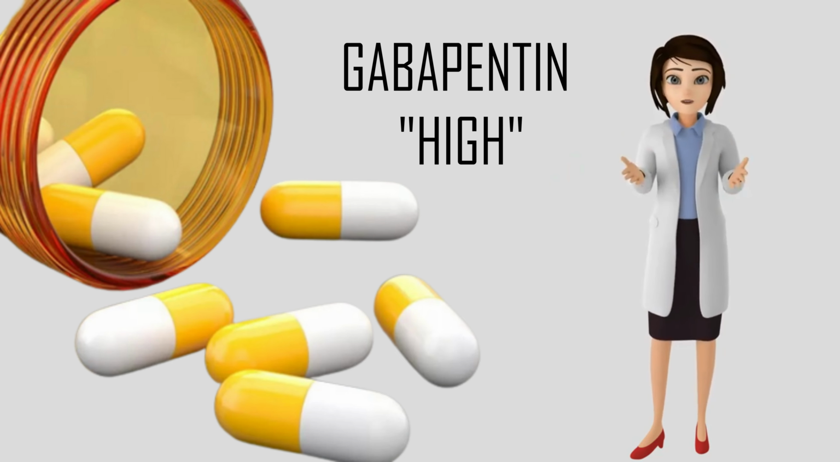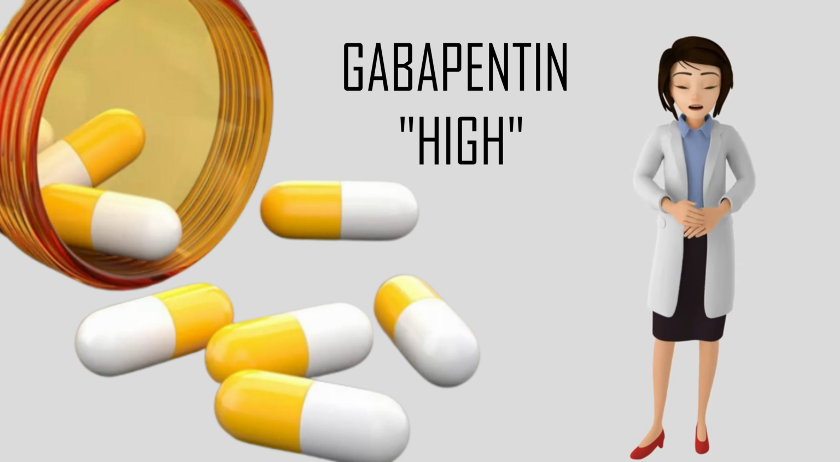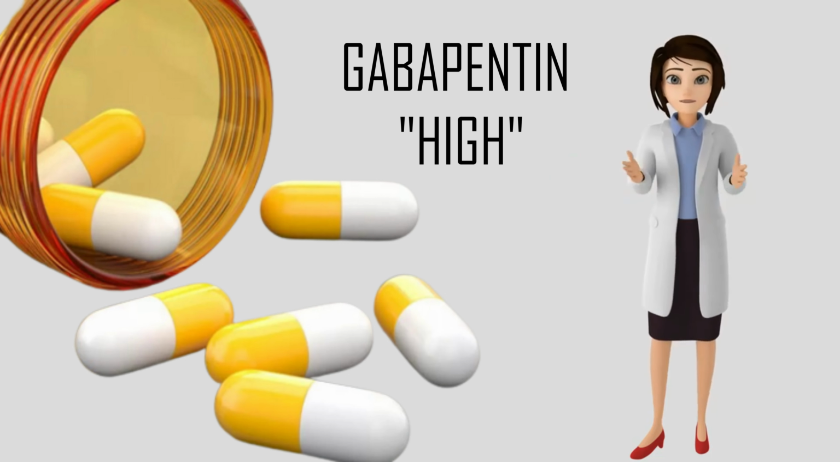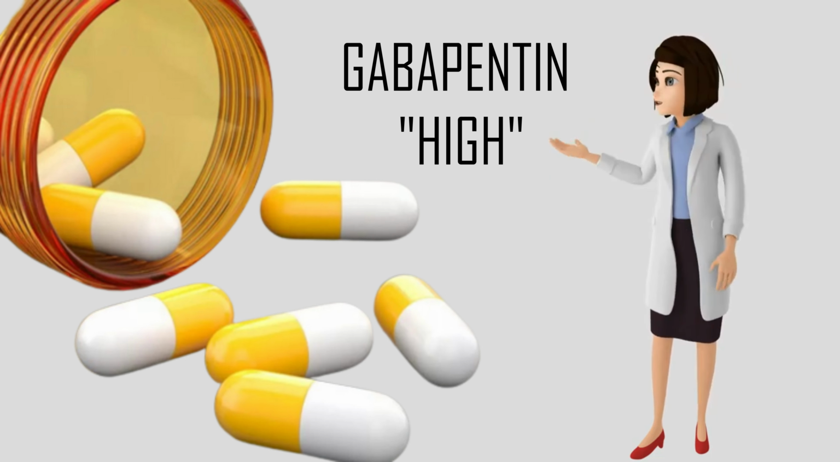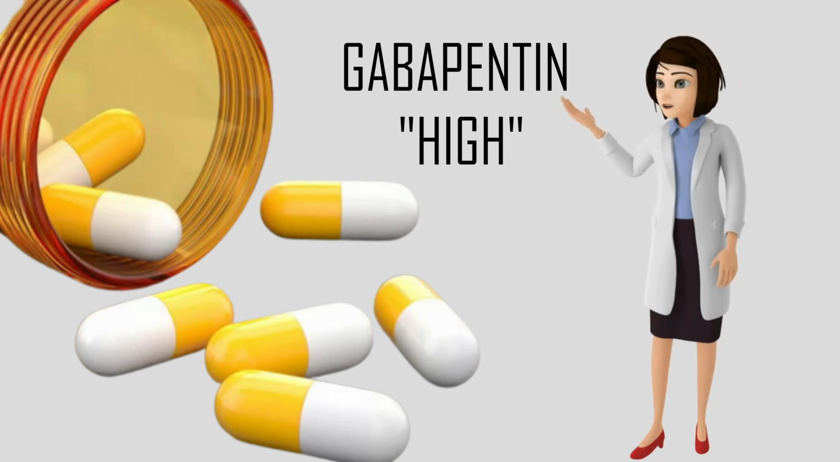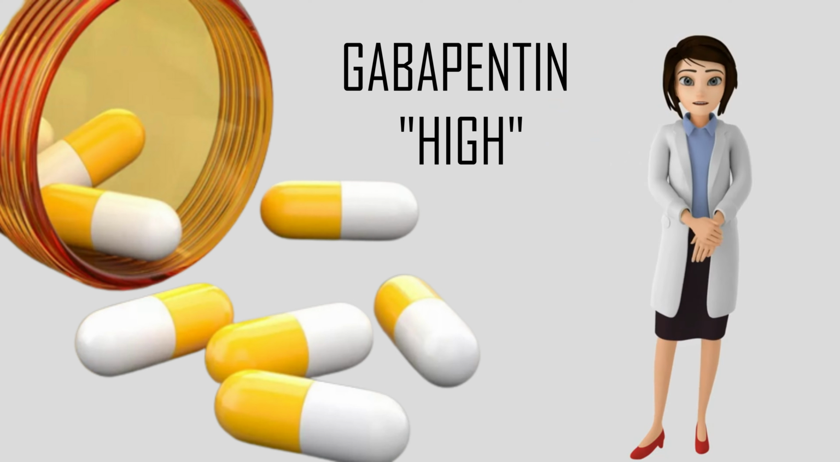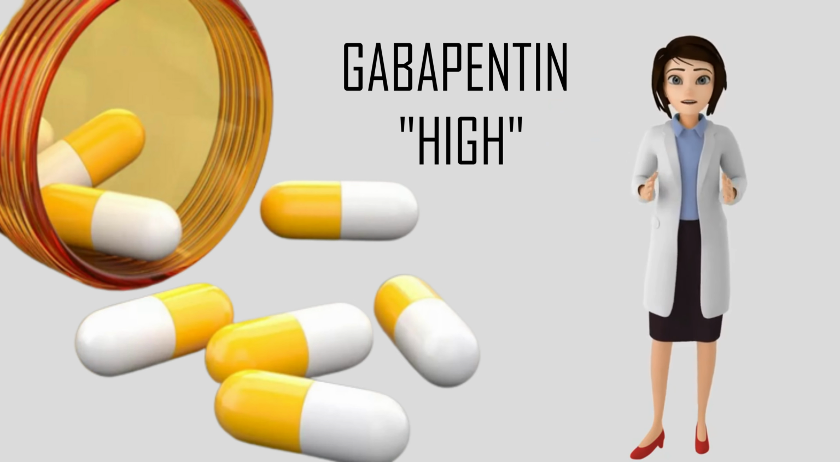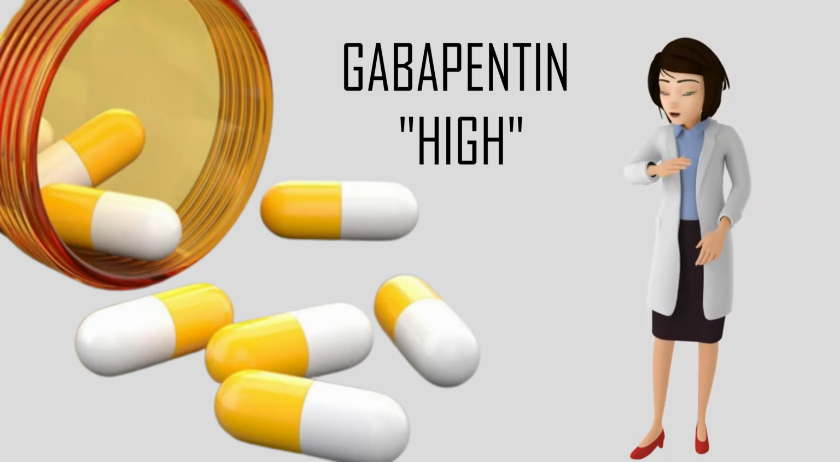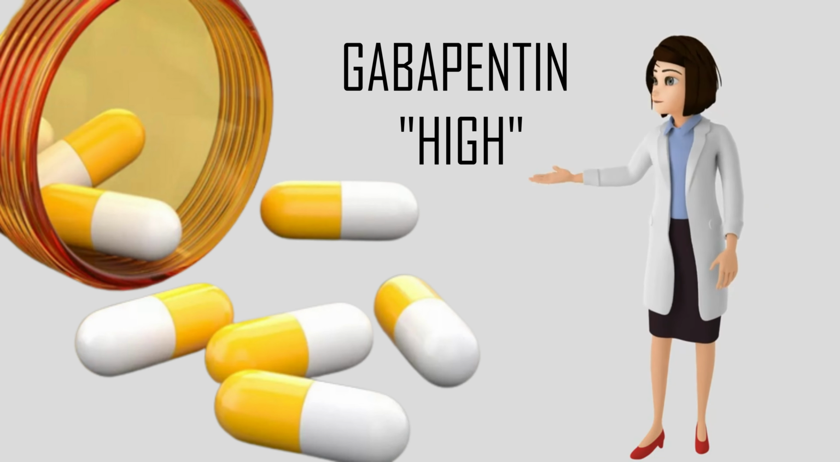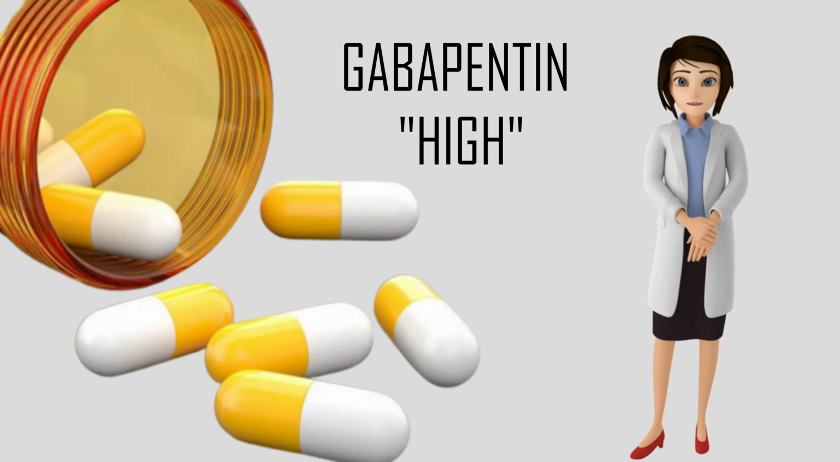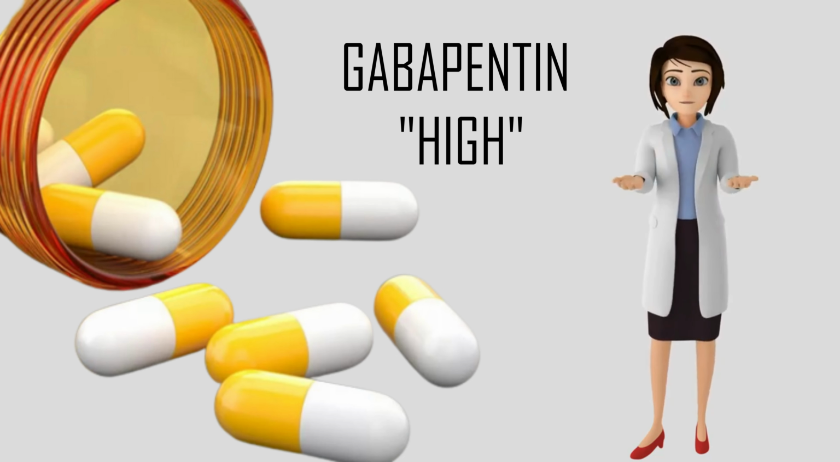Gabapentin high. While gabapentin is primarily used to treat seizures and nerve pain, some people may use it to achieve a high or to enhance the effects of other drugs, such as opioids or benzodiazepines. However, using gabapentin in this way can be dangerous and is not recommended. Gabapentin can produce a range of effects, depending on the dose, the individual's tolerance, and the way it is used.